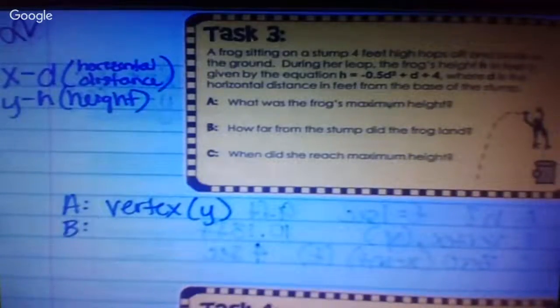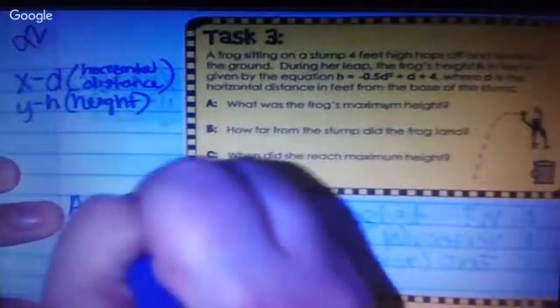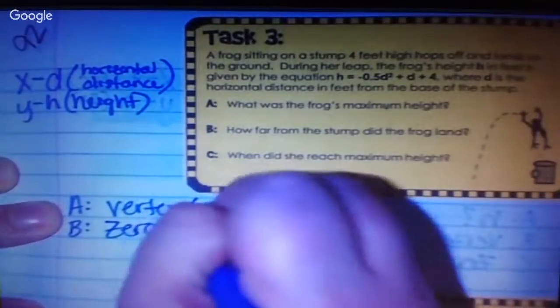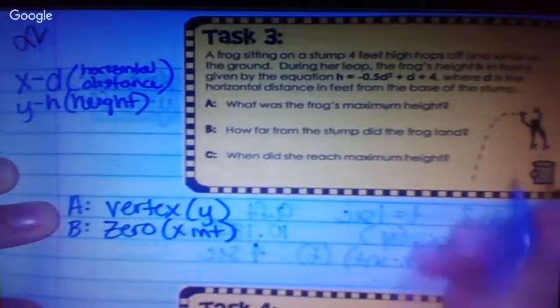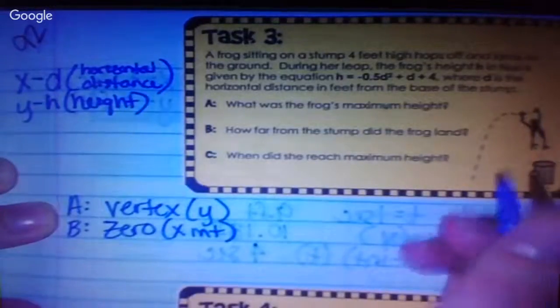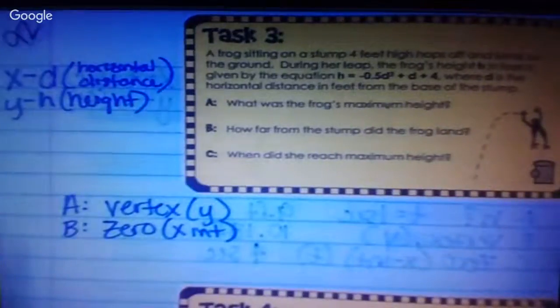How far from the stump did the frog land? If I'm landing, I'm looking for my x-intercept or my 0. If I'm landing, I'm back on the ground. If we're looking for x-intercept on the table, the x would equal 0, right? Or the y would equal 0. Your y would equal 0. X-intercept's always y equals 0.